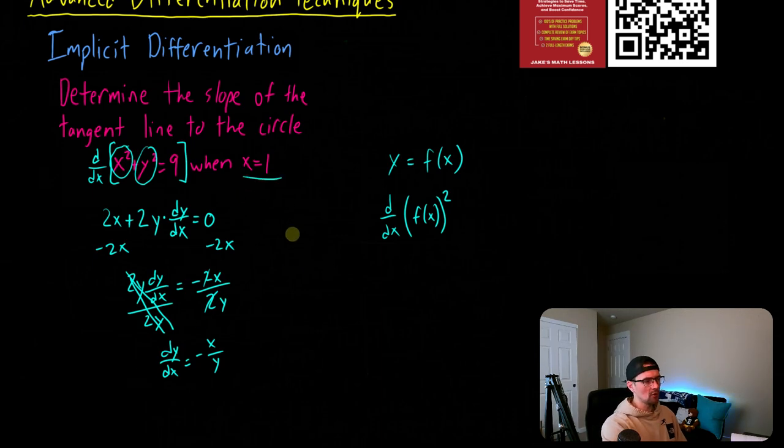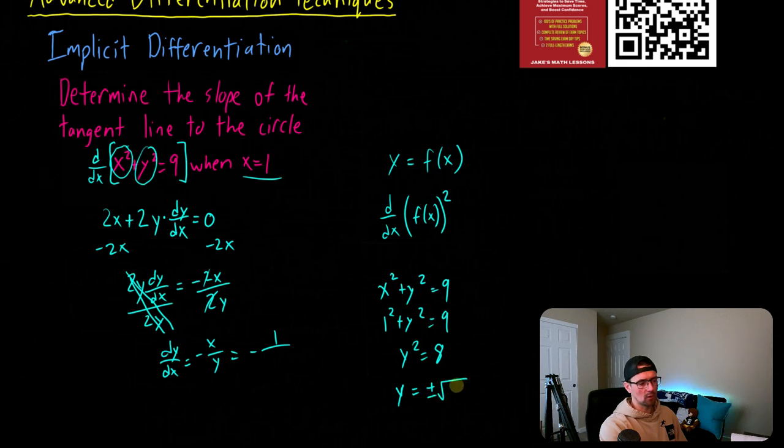Well, we know that x is 1. That was given. So we know that we're going to have negative 1 over something. Well, what is that something? To figure that out, we have to go back to our original equation, x squared plus y squared equals 9. And we have to figure out what y is when x is 1. So we can plug 1 in for x and then solve for y. So minus 1 over to the other side, so y squared equals 8. And then y would be the positive or negative square root of 8.